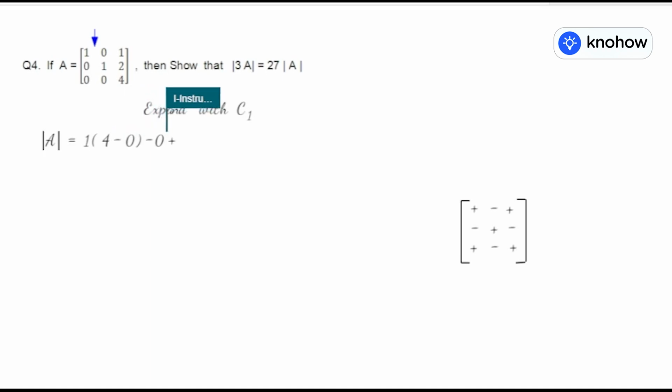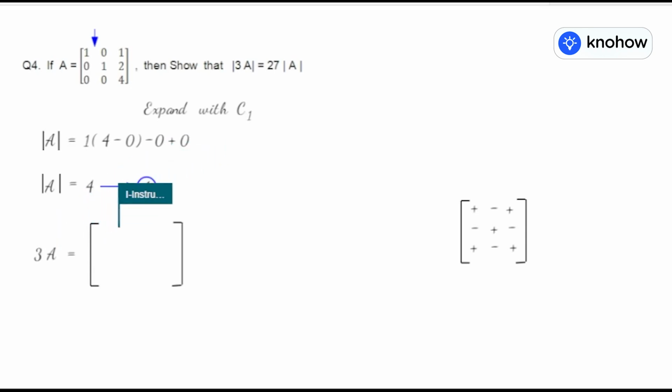So it is 1 into 4, that is 4. The value of determinant A is 4, call it 1. Now, because you have to find the value of determinant of 3 times matrix A, first of all multiply 3 to each element of matrix A to get 3A. So 3A will be 3, 0, 3, 0, 3, 6 and 0, 0, 12. Let us work out the value of determinant of this matrix 3A.